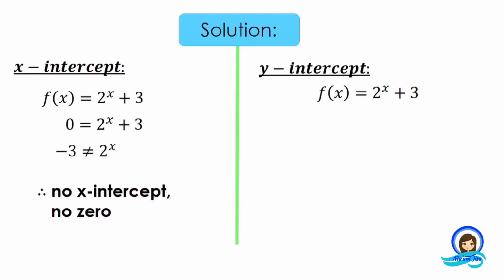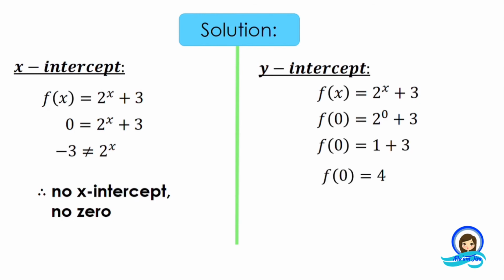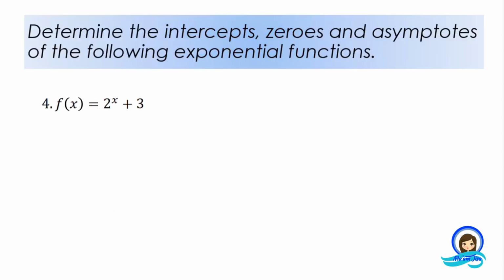For its x-intercept, there is none. There is also no zero. For its y-intercept, evaluate the function at 0. We have here 2^0 is 1, and then added to 3, that is 4. Therefore, the y-intercept is 4. Now let's compare it to our graph here.